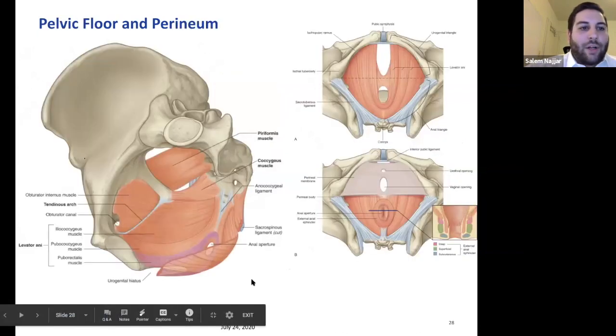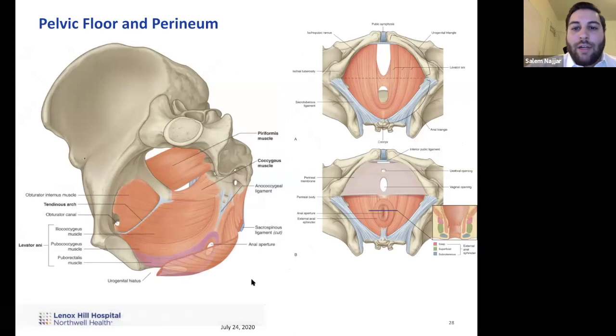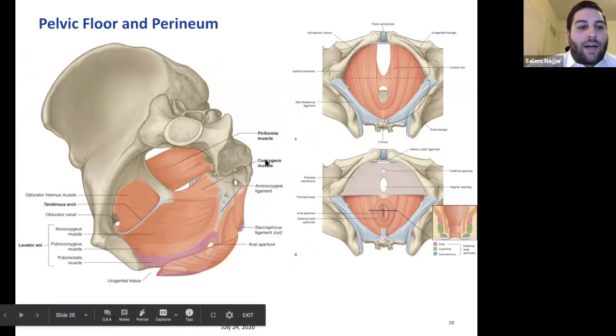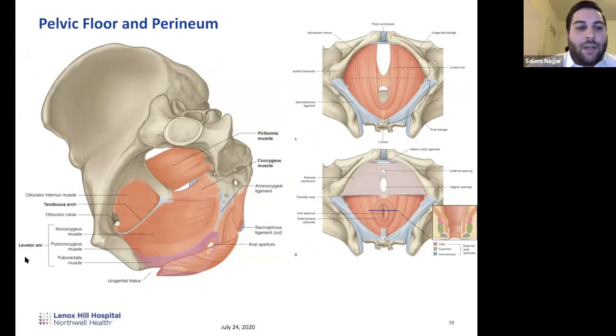On this slide here, we're going to look at some of the muscles that hold everything together. It's sort of called the pelvic floor and the pelvic diaphragm. So the pelvic diaphragm is made up of two groups of muscles, the coccygeus muscles and the levator ani. The levator ani itself is actually made up of three separate muscles called the iliococcygeus muscle, the pubococcygeus muscles, and the puborectalis muscle.